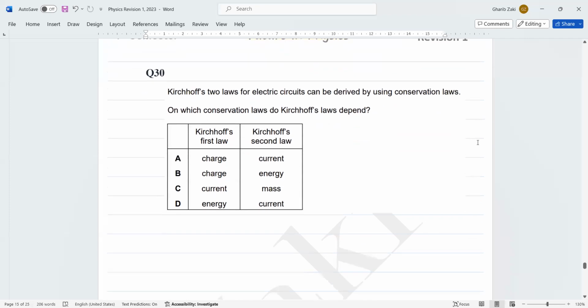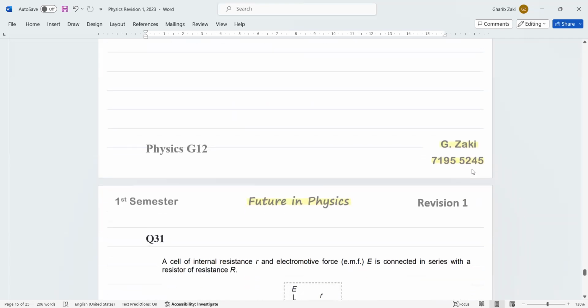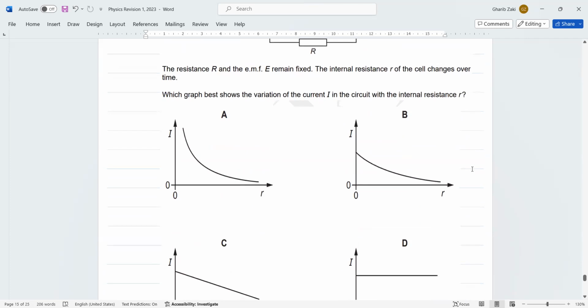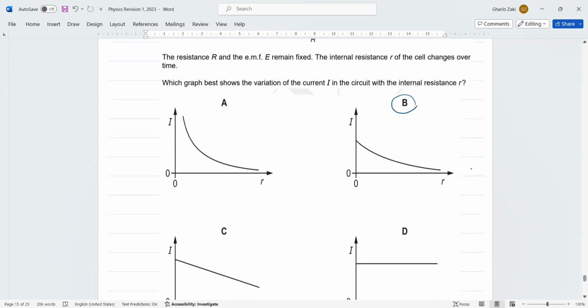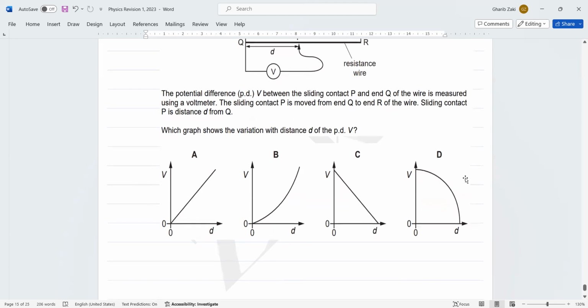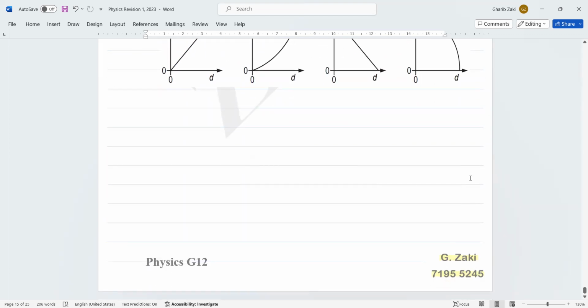Now, in this part about Kirchhoff, this is also very important, part B. And now number 31, here the answer is B. If you have any doubt in multiple choice, I will explain to you. Last part here, this is also a very important question. Take care, this will come in the final exam.